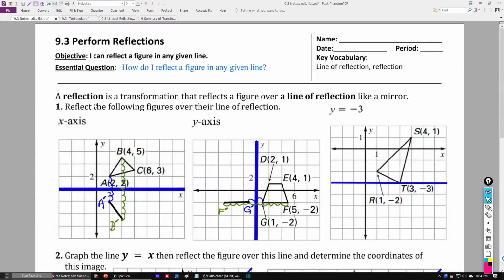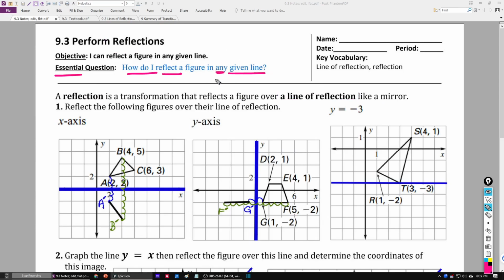Welcome to 9.3, Perform Reflections. Let's figure out how to reflect objects over a line of reflection. So if somebody asks you to reflect a figure, then you need to ask them, what do you want me to reflect it over? It's going to be a particular line of reflection, and we can think of it as a mirror. So our essential question is, how do I reflect a figure in any given line?